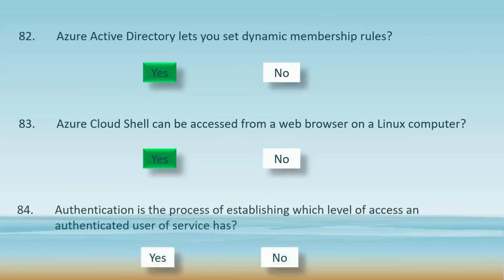Next statement. Authentication is the process of establishing which level of access an authenticated user of a service has. No, the statement is incorrect. This is the definition of authorization. Authentication, on the other hand, is the process of verifying the identity of the user.